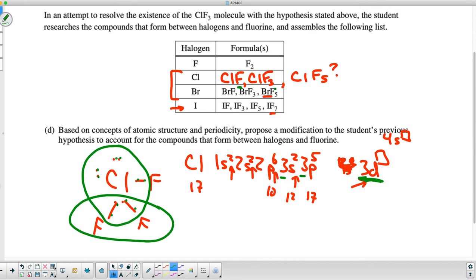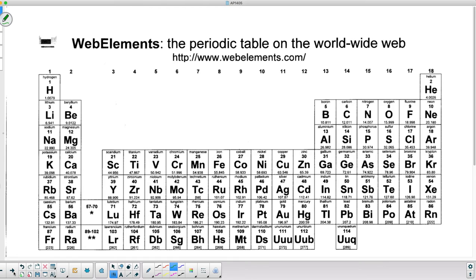This is something we covered back in chapter 8, I believe, of last year for the honors chem. So because we can go past the octet for any element that's in period 3 or lower, or higher, I should say, period 3. Here's what I'm talking about. Take a look at the periodic table.